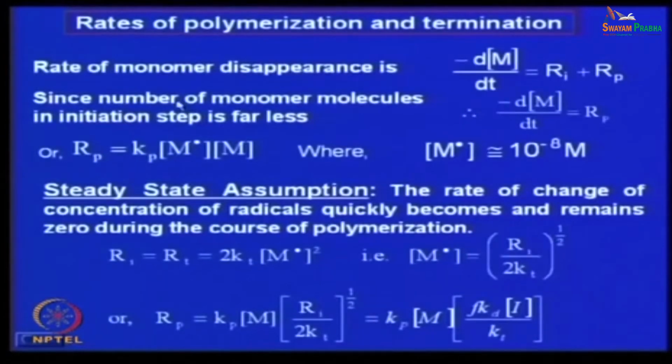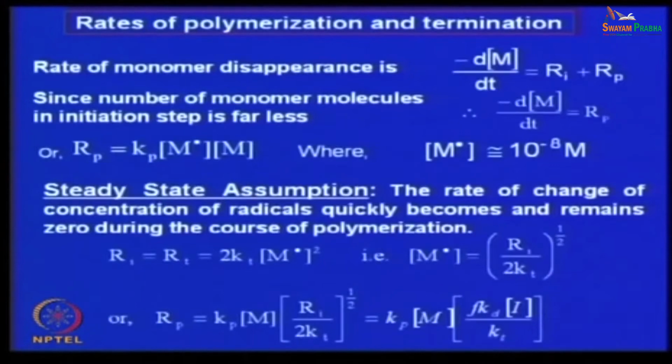So here you see, since the number of monomer molecules in the initiation step is far less. Now, here I have shown this rate of disappearance of monomer can be considered as the rate of polymerization, because here monomer disappears to form a polymer. So if we measure the rate of disappearance of monomer, then we can find out the rate of polymerization.